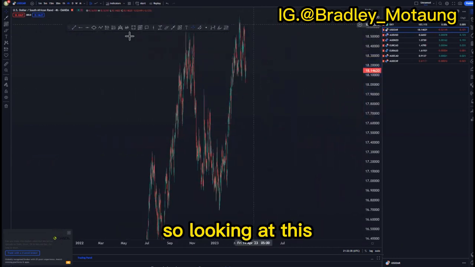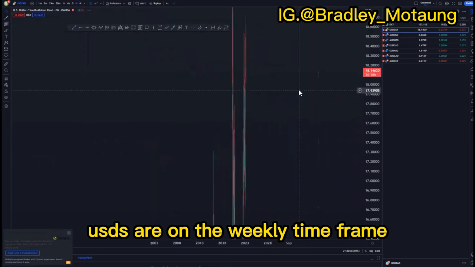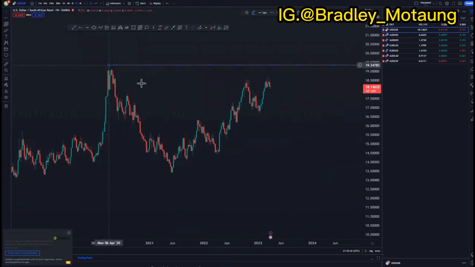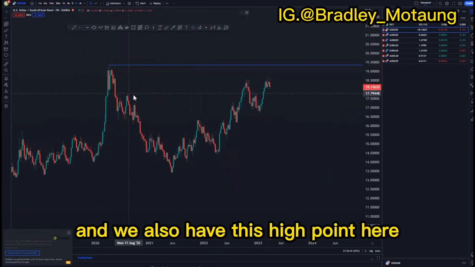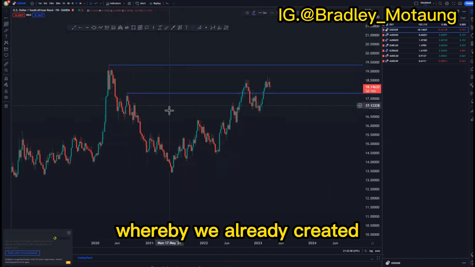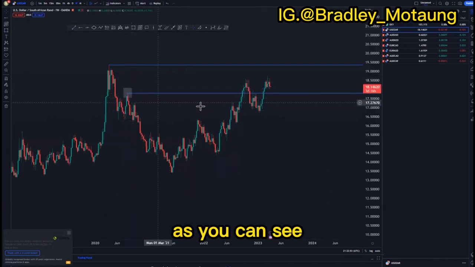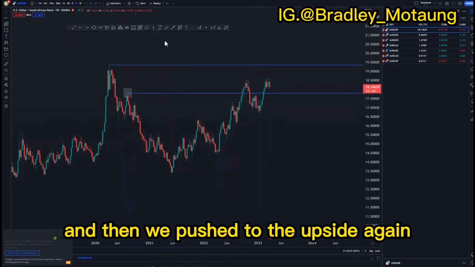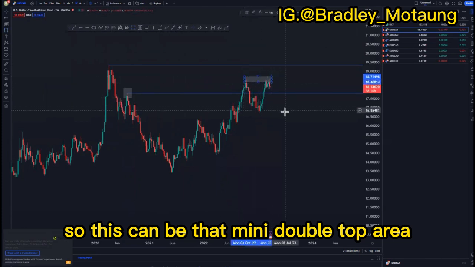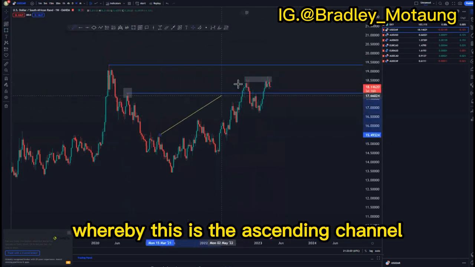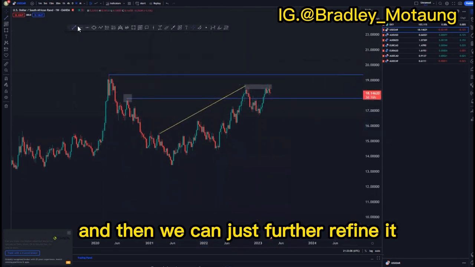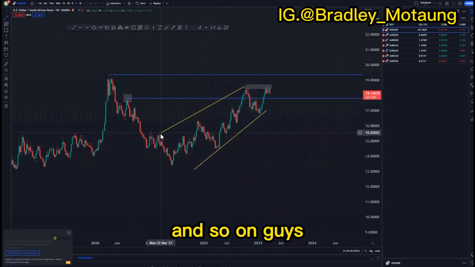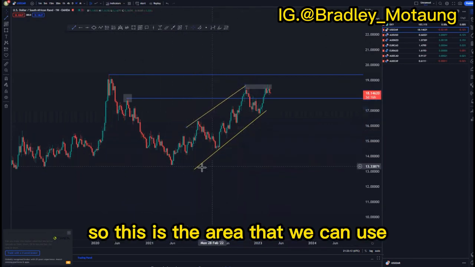So looking at this USDZAR on the weekly time frame, what I'm seeing is this high point, and we also have this high point here, whereby we already created that mass psychology activation. As you can see, we pushed to the upside and then came back correctively, and then we pushed to the upside again. So this can be that mini double top area, whereby this is the ascending channel, and then we can further refine it on the lower time frames, which are the daily, the hour, the 4 hour, and so on, guys.